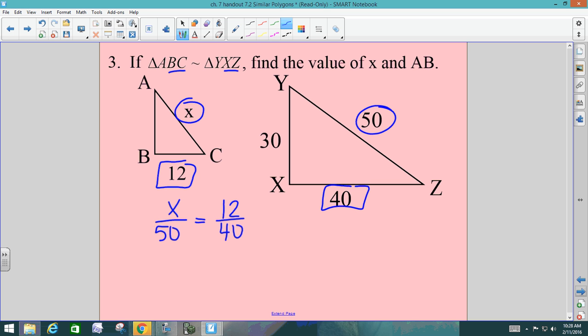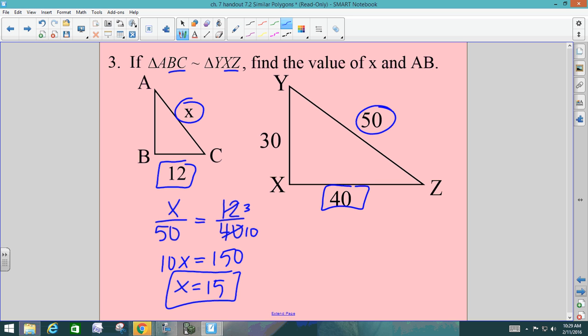I don't have a calculator up here. So you can simplify first. 12 and 40 are both reducible by 4. So that would be 3 over 10. And I can do that math in my head. 10 times x is 10x, and 3 times 50 is 150. Divide by 10, and you should get x to equal 15.